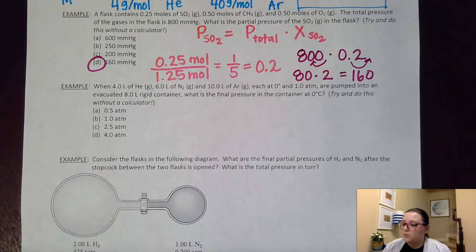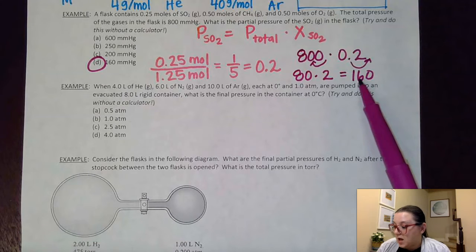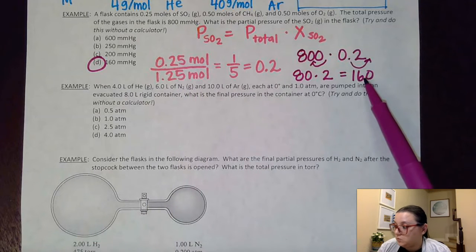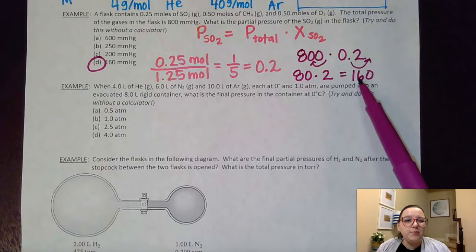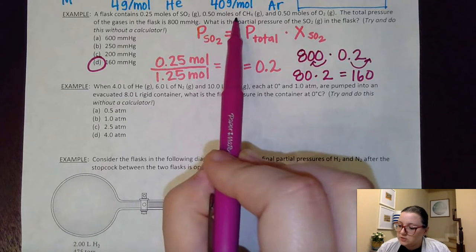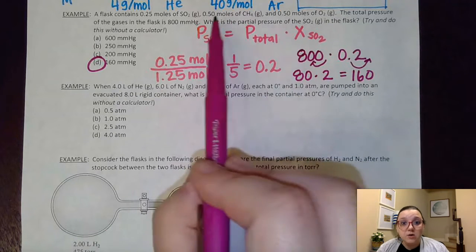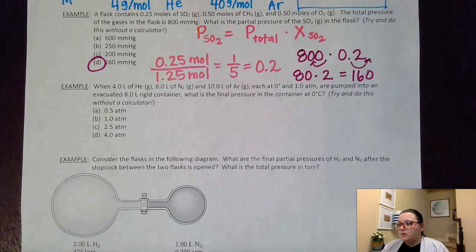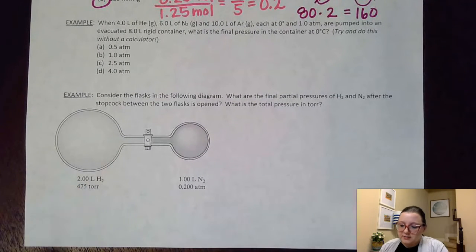By the way, the remainder of the 800 minus the 160 would give you about 640. If I divide that in half, since the CH4 and the O2 both were equal on the number of moles, that would give me 320 millimeters of mercury for the CH4 and 320 millimeters of mercury for the O2. So I could even figure out those other two gases pretty easily if I wanted to. All right, let's look at our next one here.